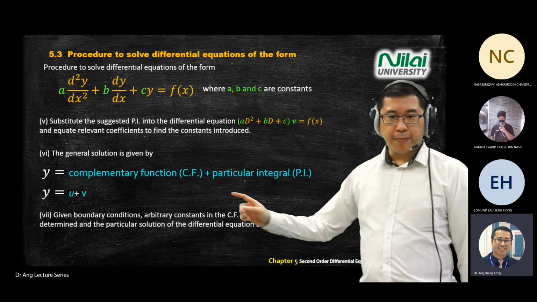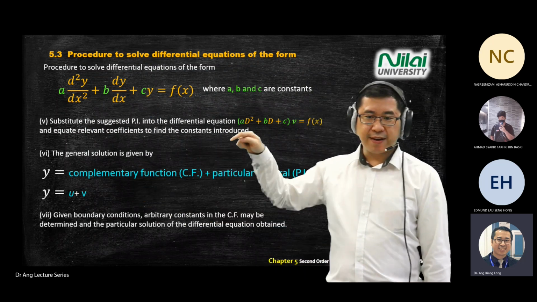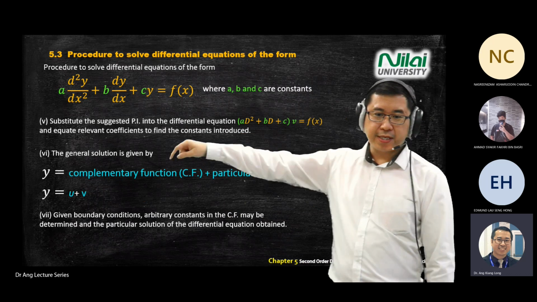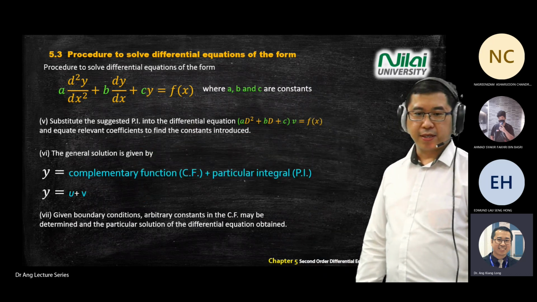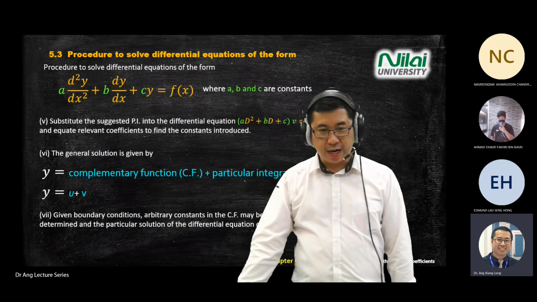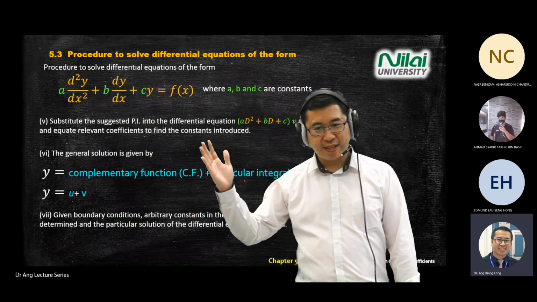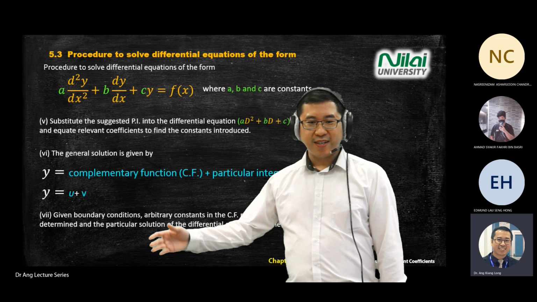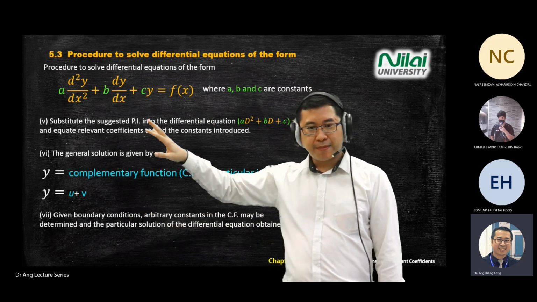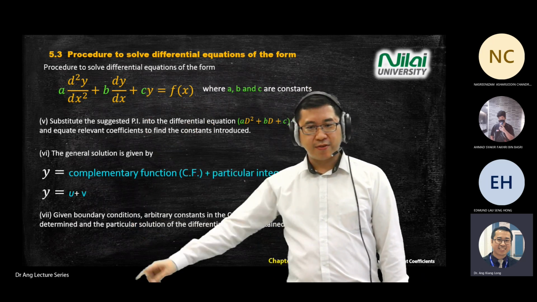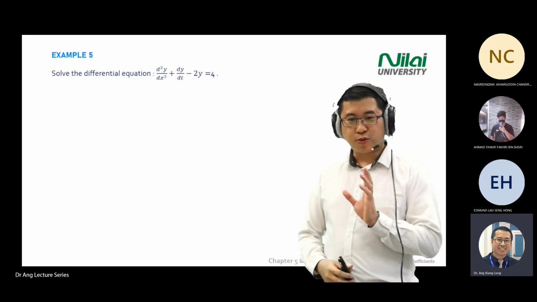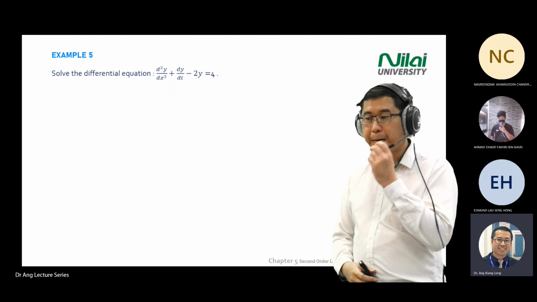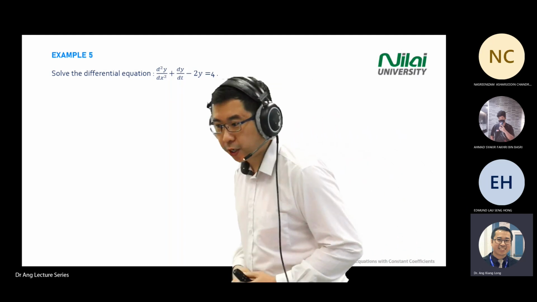Okay, then you combine back the CF and PI. Basically, it's your U and V. You combine together. Okay, basically, just now you chopped your answer into half, right? Now you combine them together, U, and then you combine them together with the V. Let's look at one example. Try to observe the strategy we use here, to observe what we do.